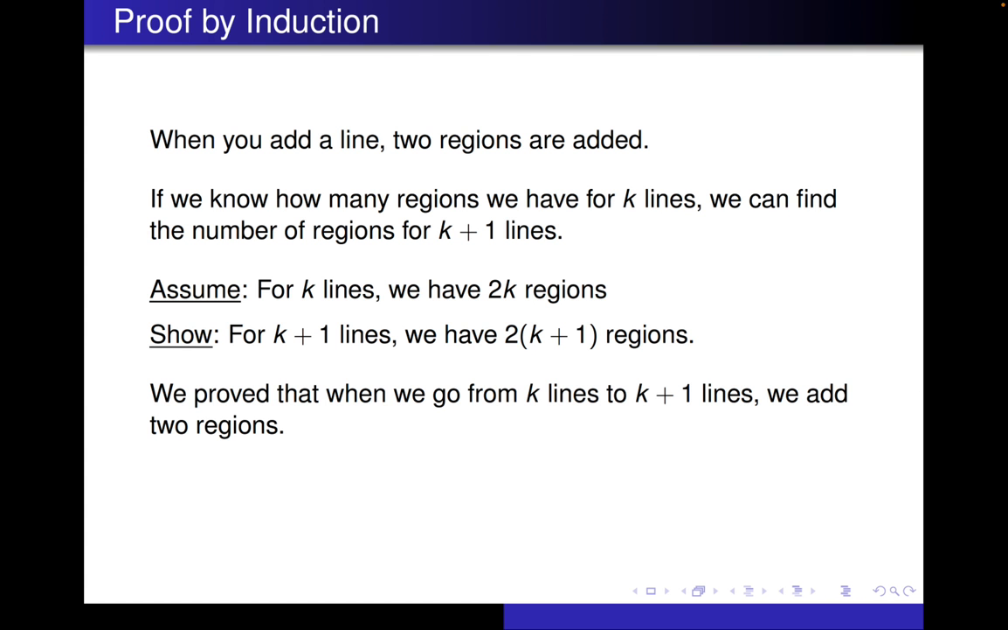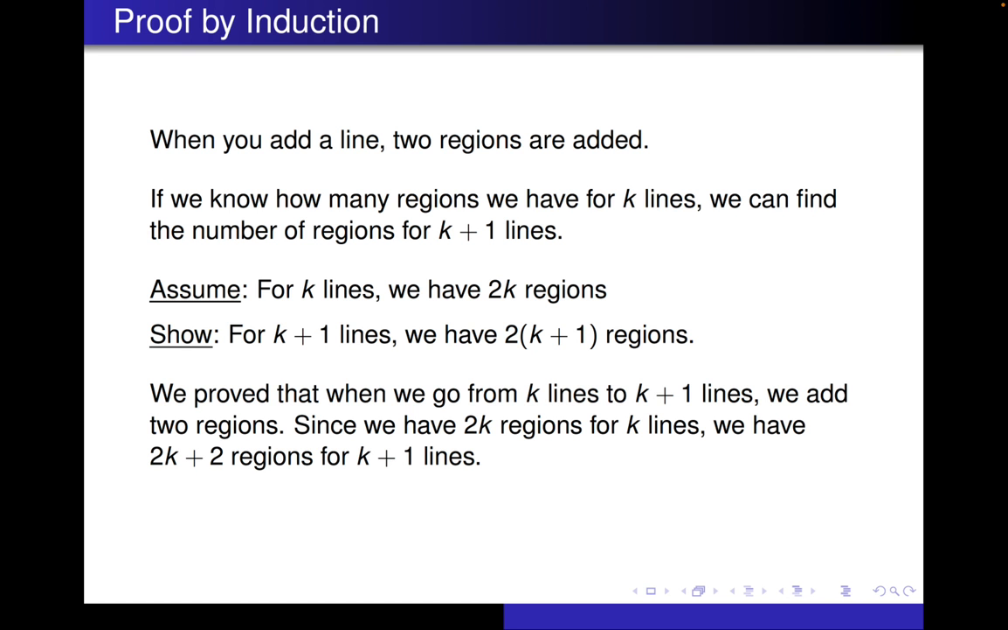Well, we did prove that when we go from k lines to k plus 1 lines, we add 2 regions to our total. Back in the old days, we had 2k regions for k lines. If we add 2 regions to get k plus 1 lines, that gives us 2k plus 2 regions. And then we can factor out a 2 from that to get 2k plus 2 equals 2 times the quantity k plus 1, which is exactly what we wanted to prove. That's how many regions we get for k plus 1 lines.